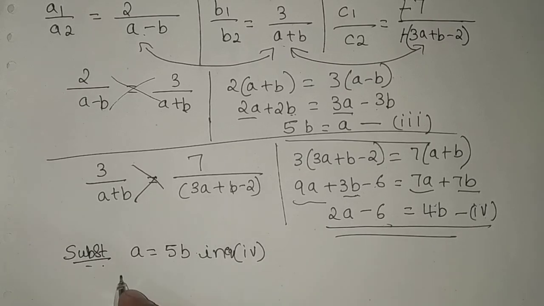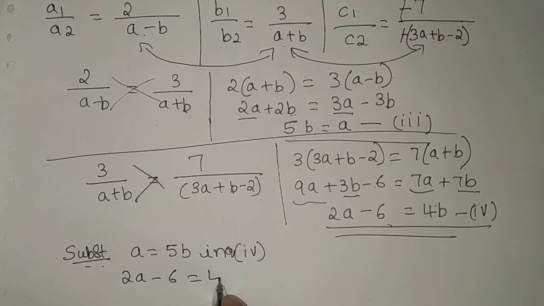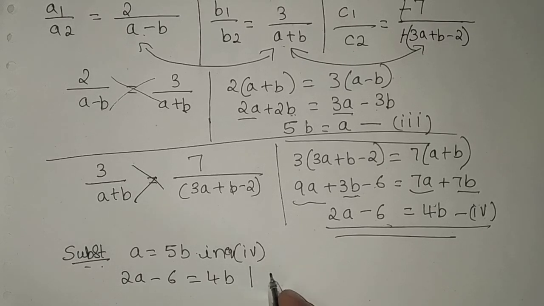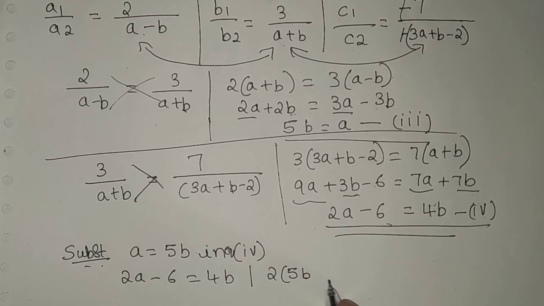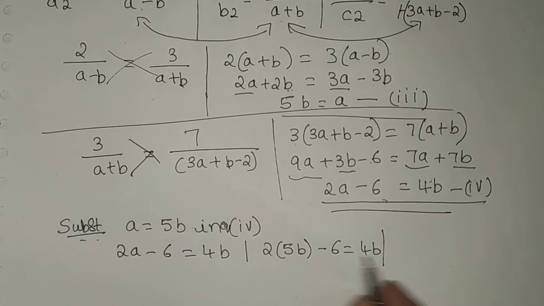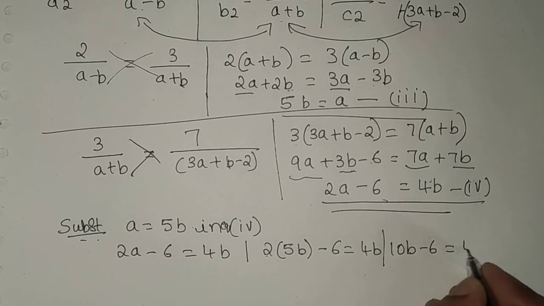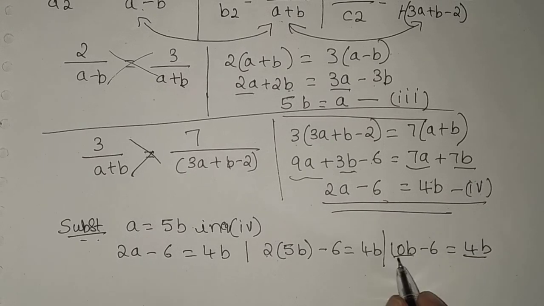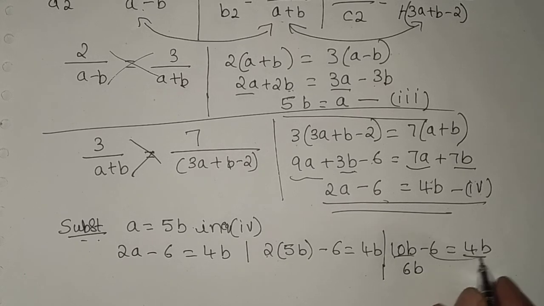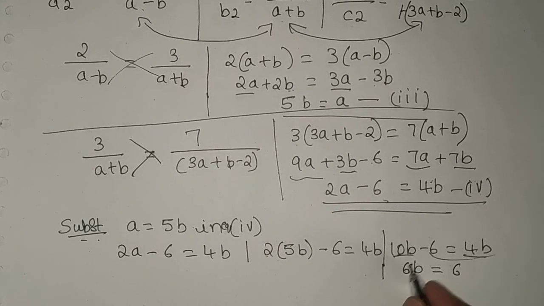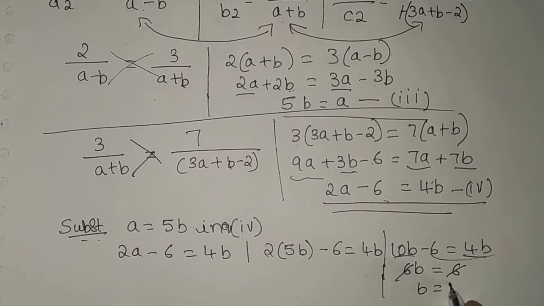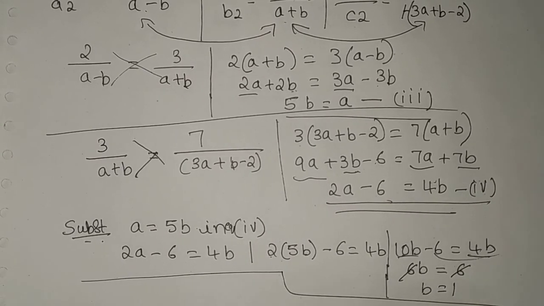So what is equation 4? We got 2a minus 6 is equal to 4b, and a is 5b, so we have to eliminate a here. 2 into 5b minus 6 is equal to 4b. 2 into 5 becomes 10b, 10b minus 6 is equal to 4b. Therefore 10b minus 4b becomes 6b, and 6b is equal to 6. 6 cancels, we get b is equal to 1.